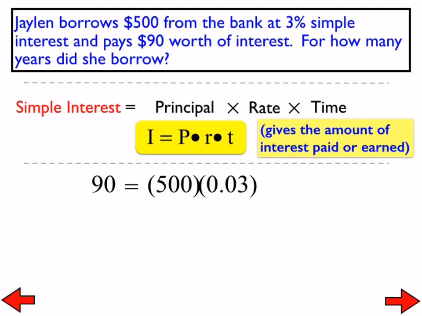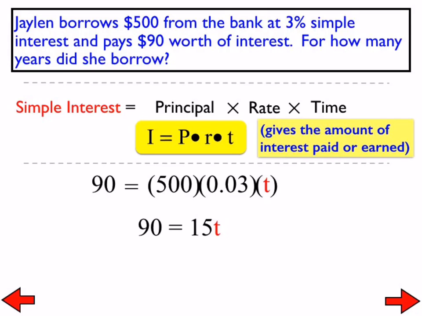The interest, as a decimal value, is 0.03. Now, we could put 3 over 100 right there if we wanted to, but in a setup like this, it's a lot easier to deal with the decimal value of that 3%. And it's the time that we're trying to find. So in some respects, this looks a little bit like some of those multi-percent problems that we've been working on. So we would need to multiply 500 times 0.03, and that's 15.